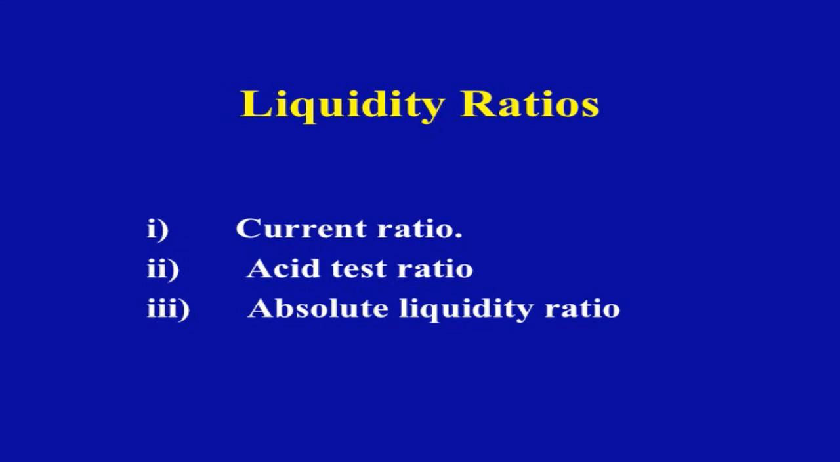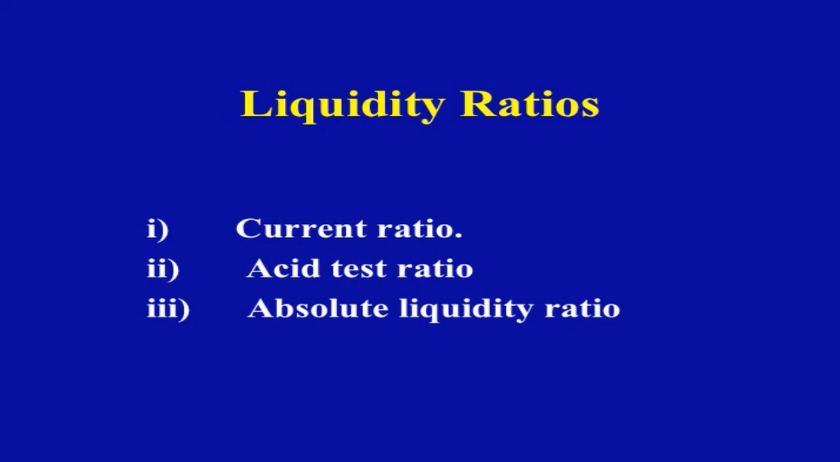Coming to the liquidity ratios, basically these liquidity ratios are useful for understanding the firm's ability to pay off the debts over the shorter period of time, that is, ability to pay the regular day-to-day expenditure, payment of salaries, wages, electricity and so on and so forth. These liquidity ratios basically tell us about the firm's capacity to meet the short-term obligations. There are different ratios used for calculating the liquidity: current ratio, acid test ratio, absolute liquid ratio and so on.